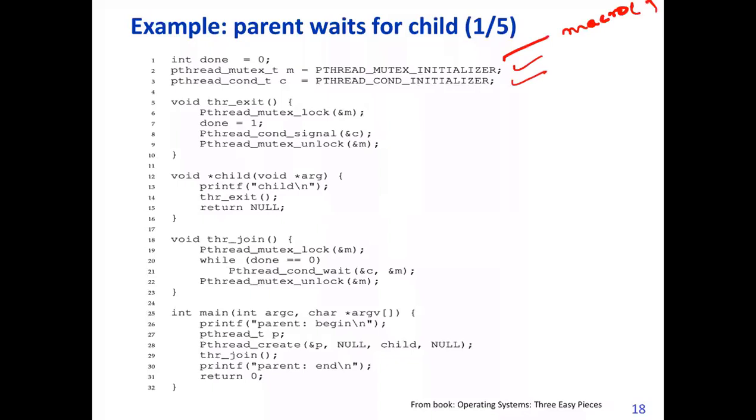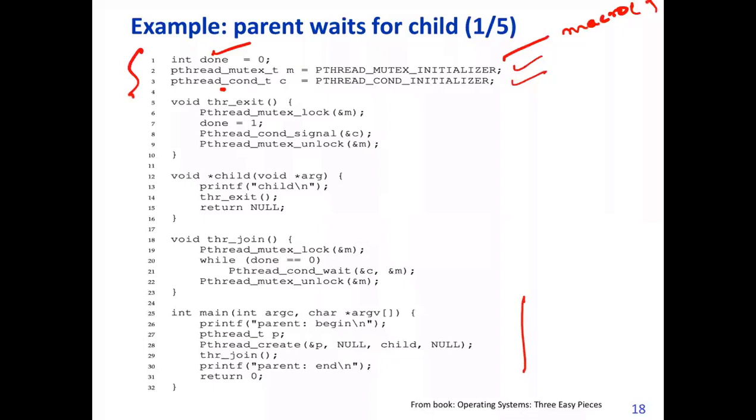So this is a macro, and you understand a macro, right? A macro is kind of a set of instructions that are to be executed. So let's not get into it, but note that it will create a mutex and initialize it. Similarly, it will create a condition variable and initialize it. So that's the purpose. And then we have a global variable done, which is equal to 0. Now let's look at the main program.